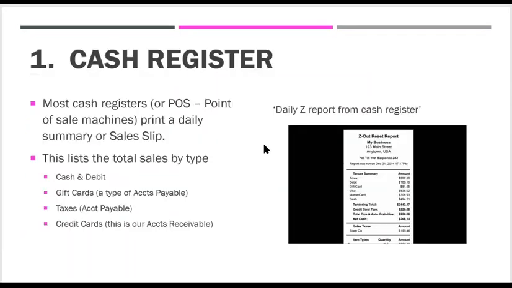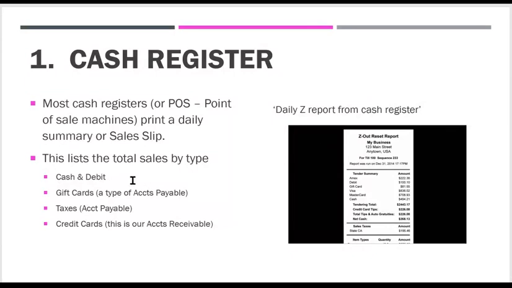So probably the most common one is the cash register. Recording every single sale we make is kind of tedious. Every cash register has a summary at the end of each day, and you can take a look at the example right here. It lists by each type of payment. Amex or American Express, $222.36. Each one is recorded. We can make one transaction for each item on this list.